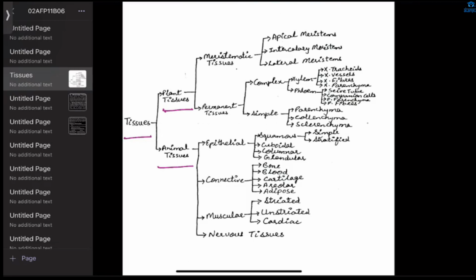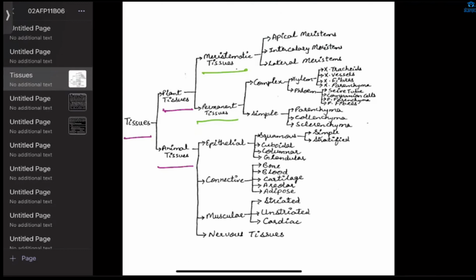Plant tissues and animal tissues. Plant tissues are further divided into what? Meristematic tissues and permanent tissues. Now, Advika, you can tell me what is meristematic tissue and what is permanent tissue. Yes, ma'am. Meristematic tissues are tissues that help in the growth of the plant. They help in the growth of the length, breadth, and height.